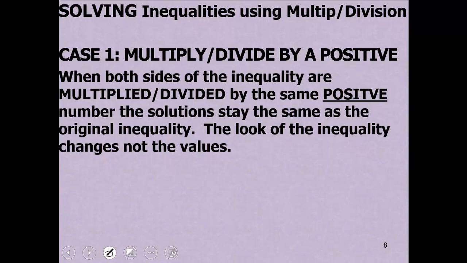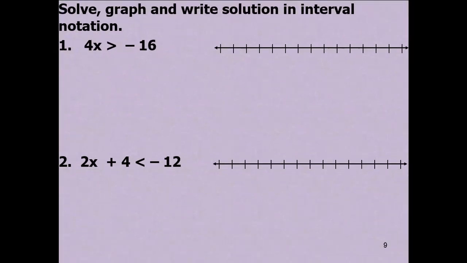This helps us solve, for example, 4x greater than negative 16. We're going to solve it, graph it, and write the solution in interval notation. To solve this, I need to divide by 4 on both sides. Notice that I'm dividing by a positive 4, so I'm allowed to keep my inequality going in the same direction. x is greater than negative 4.